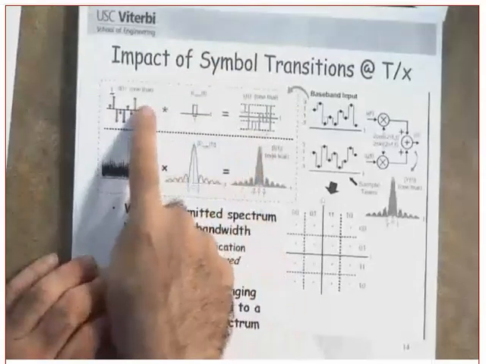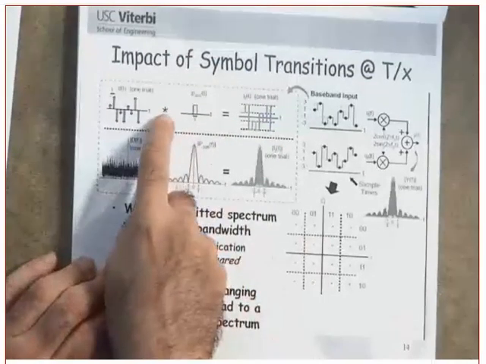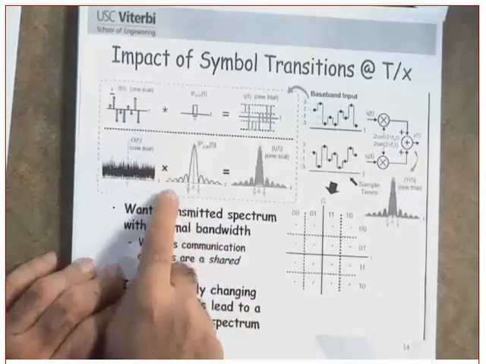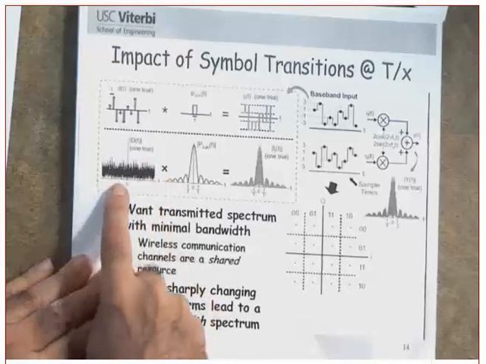Which domain was this? Time domain. I want you to look at it from the frequency domain. By the way, convolution in the time domain corresponds to what? Multiplication in the frequency domain. Yes? Answer me this one.